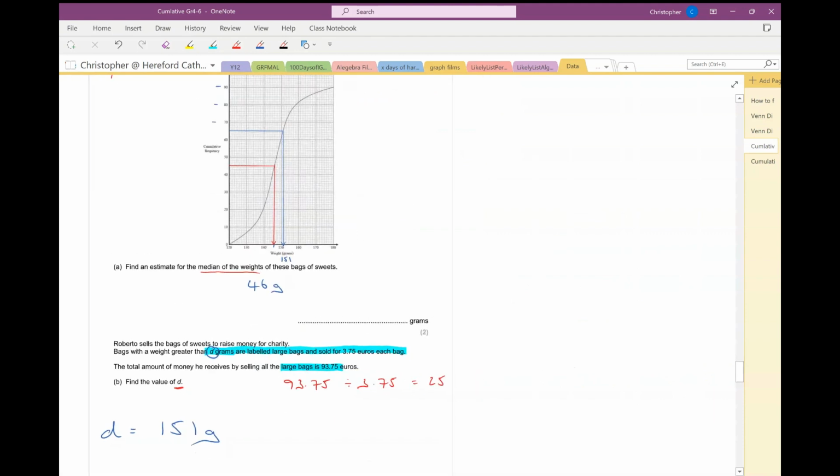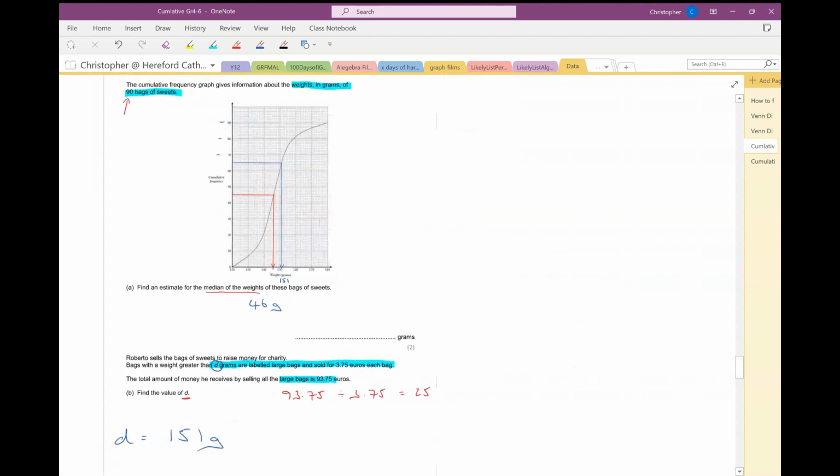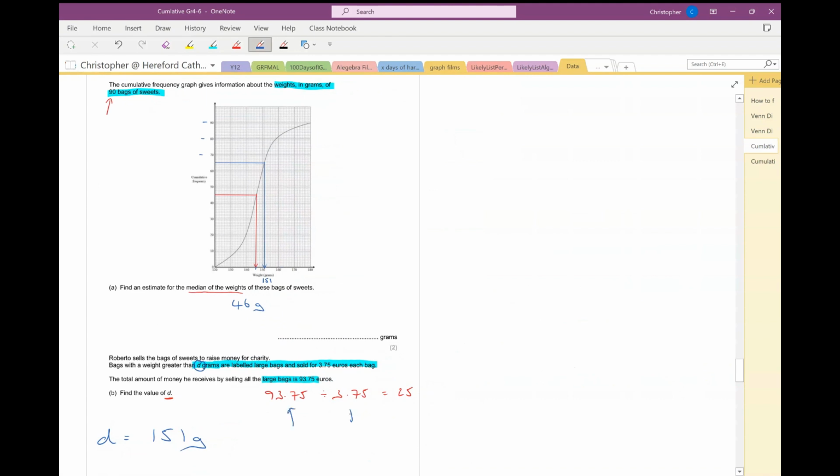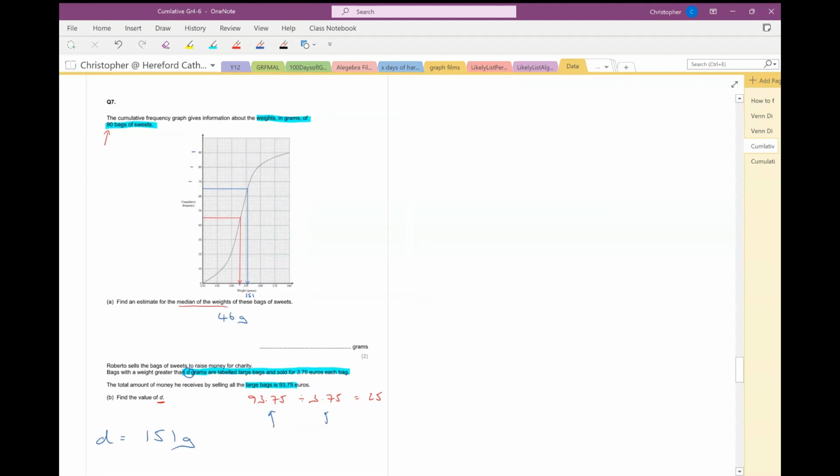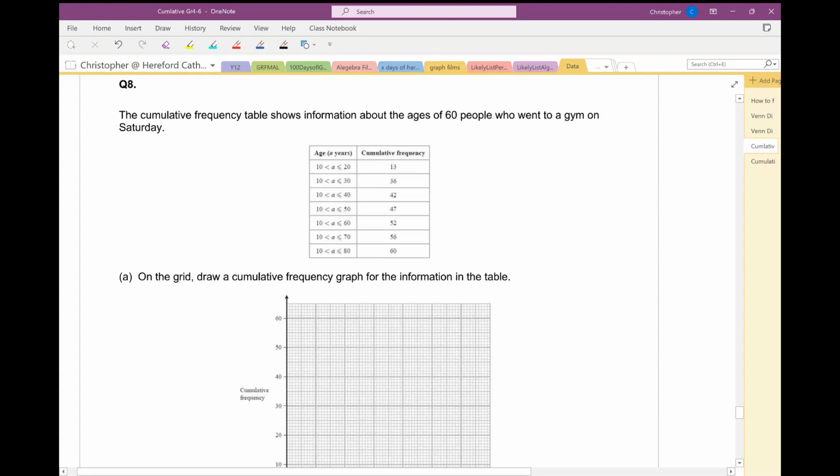And I know he sold 25 bags because I've divided the amount of money he got by the price. So that is question 7 done. Question 8. The cumulative frequency table. Aha, it's a cumulative frequency table already. Look out. That's cumulative frequency.